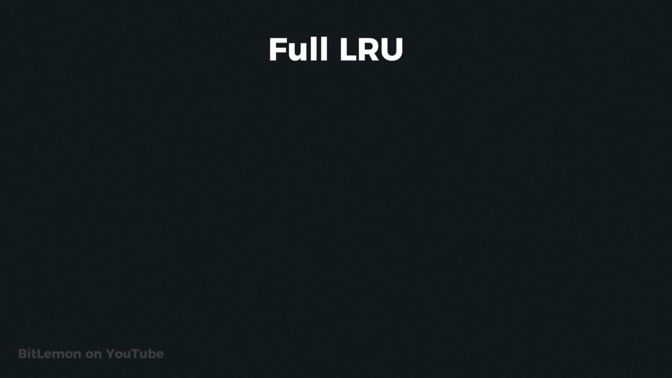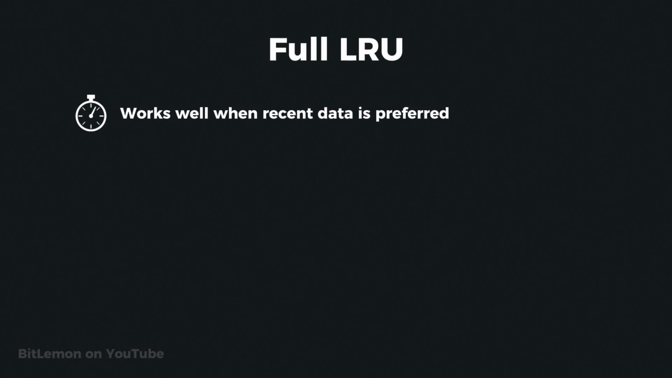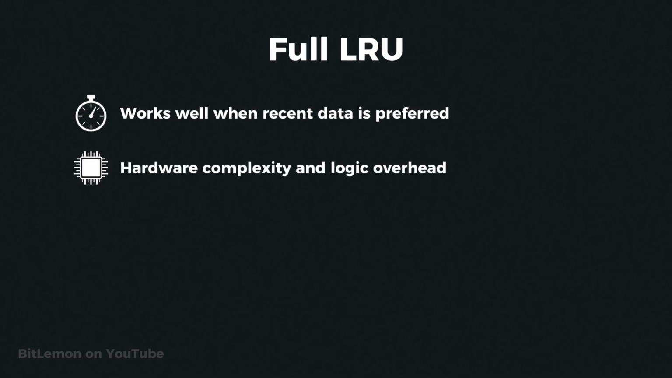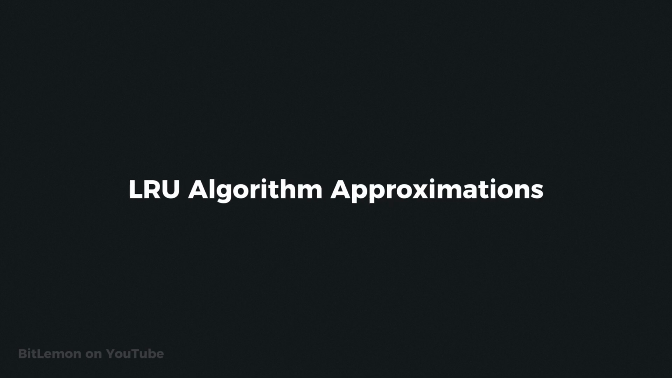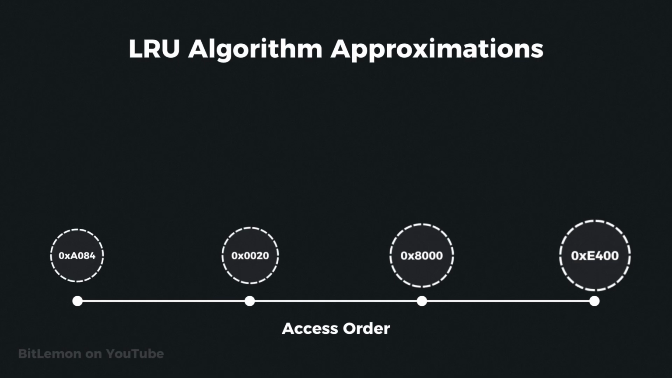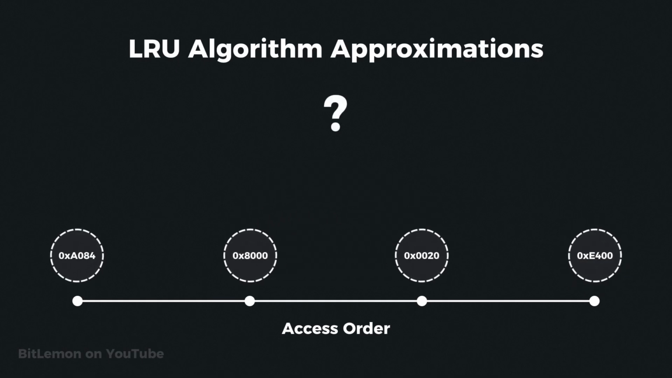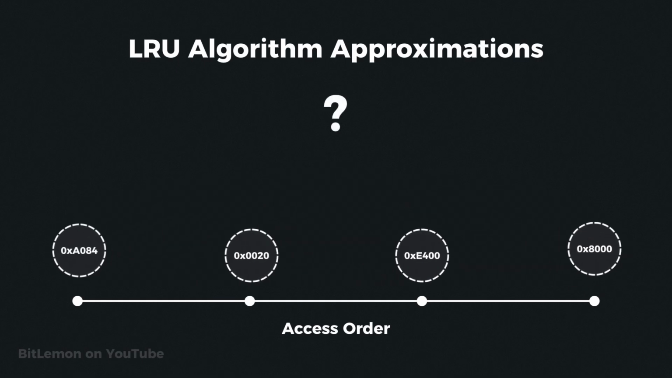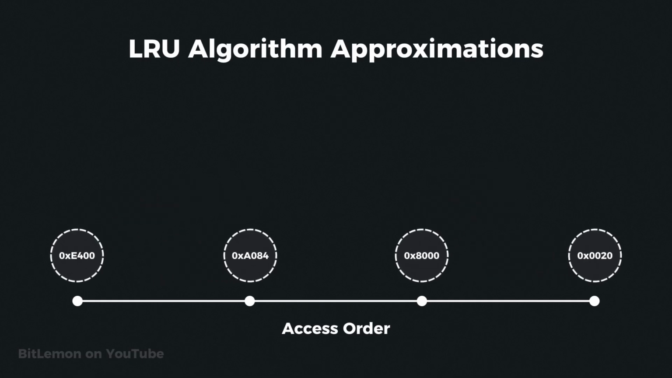Full LRU works well when the data that was used recently is likely to be needed again soon, but it comes with a high cost in the form of hardware complexity and overhead of reading and updating the LRU bits on every data access. For this reason, many CPU caches use approximations of the LRU algorithm. In an LRU approximation, the cache doesn't know the exact order of data access. Instead, it attempts to choose older data lines for eviction.